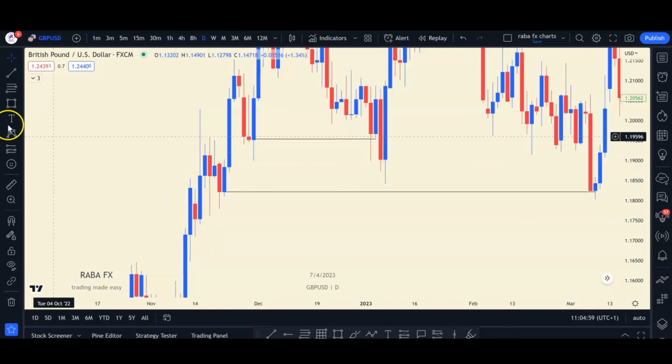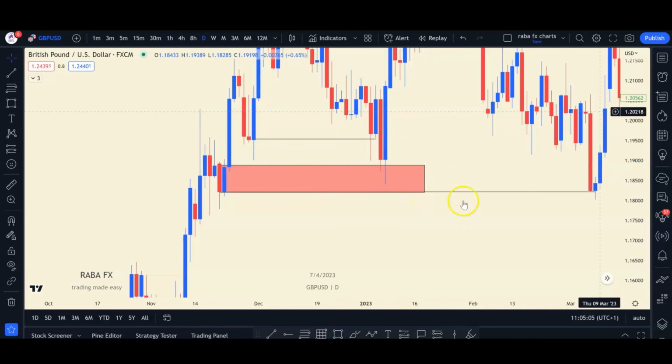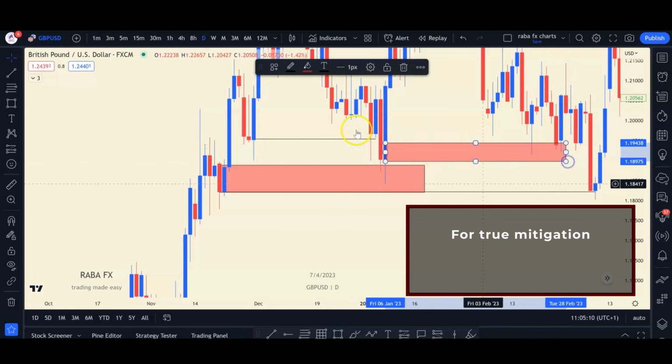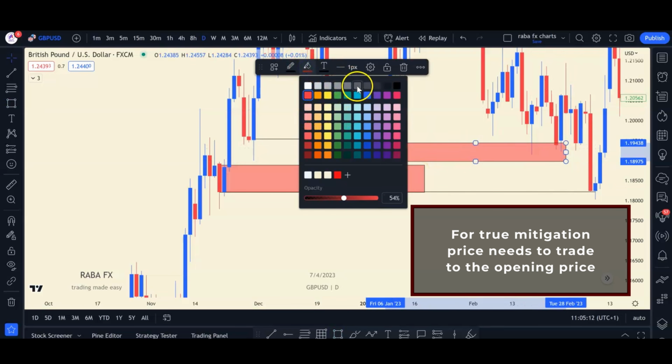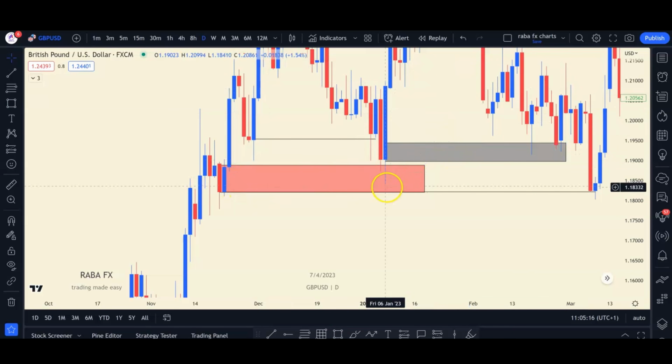Now most people will say that this other block here has been mitigated, so because of that they will be looking for trades in here. They will be looking for trades in here, which is not advisable. I will not advise you to look for trade in here because this low hasn't mitigated this open.